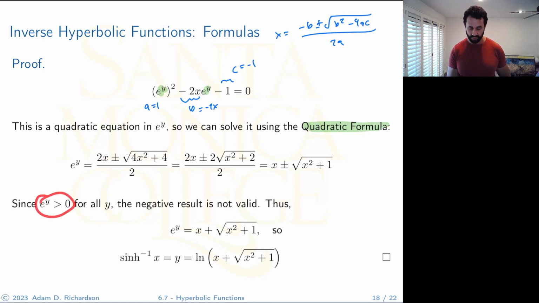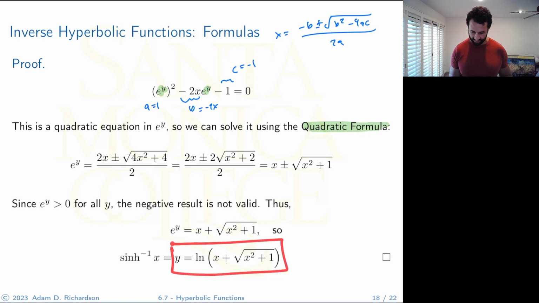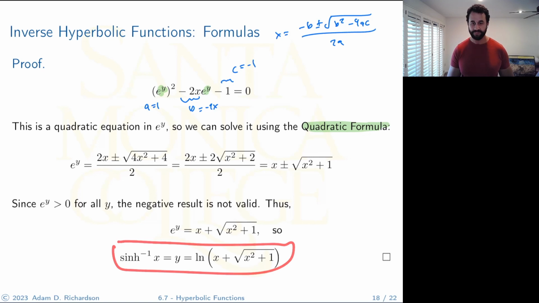We know that e to the y is always positive, right? It's just an exponential function. Remember, the graph looks like this. It's positive for all values of y. That means that the negative result will not be valid. So we're going to toss out the negative case, and we're going to keep the positive case, like so. One last step, write it in logarithmic form, and we're done. So we get y equals ln of x plus the square root of x squared plus 1. And that's inverse hyperbolic sine. That's the formula. There you go.